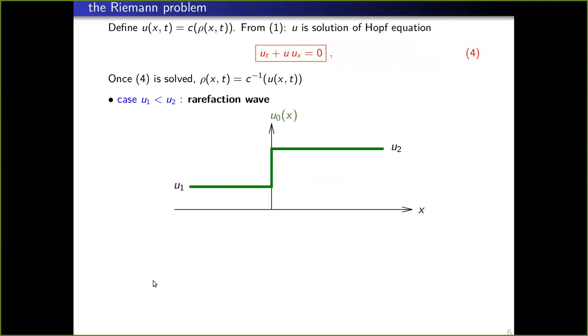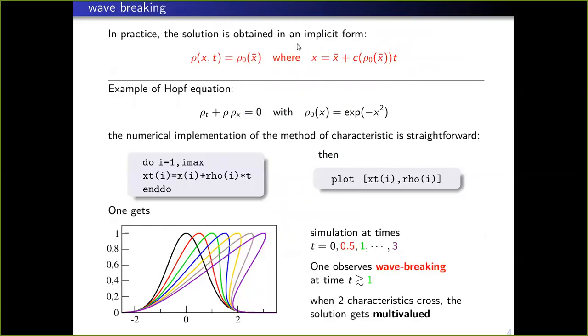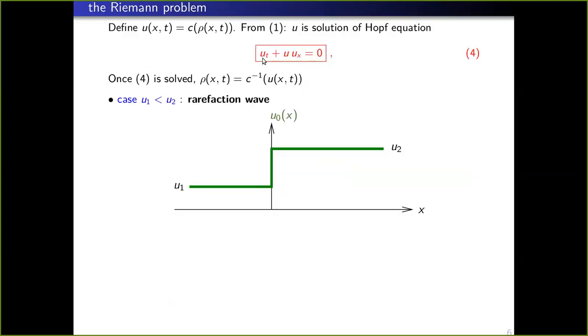Okay, so first we simplify the problem. Define U equals C of rho. It's very easy from equation 1, which is this one, to show that U verifies the Hopf equation, u t plus u x equals 0. And we just need to solve the Hopf equation. Once this is done, you obtain rho by inverting this. It means rho is C minus 1 of U. It might not always be possible to invert if C is non-monotonous, but let's assume that C is monotonous. And there are interesting cases where it's not. For simplification, we will not discuss them at this point.